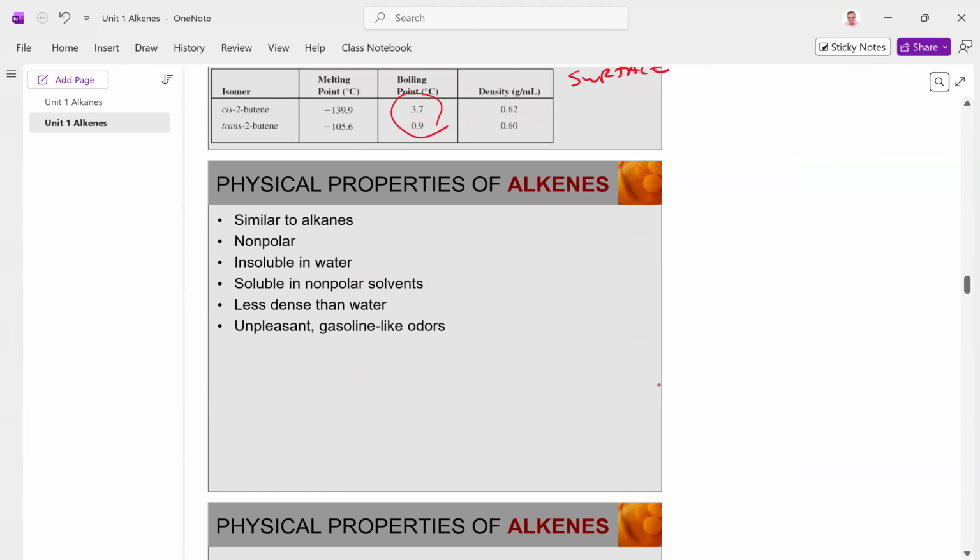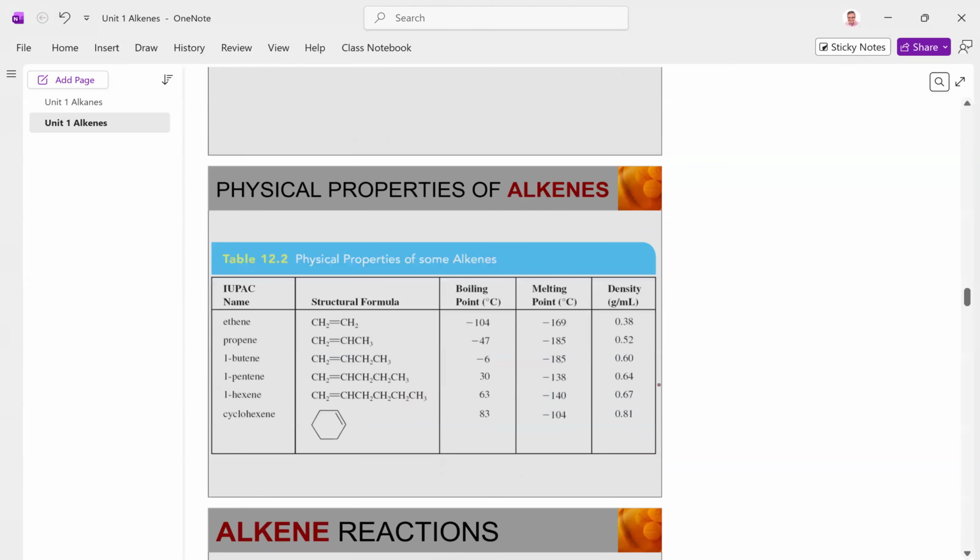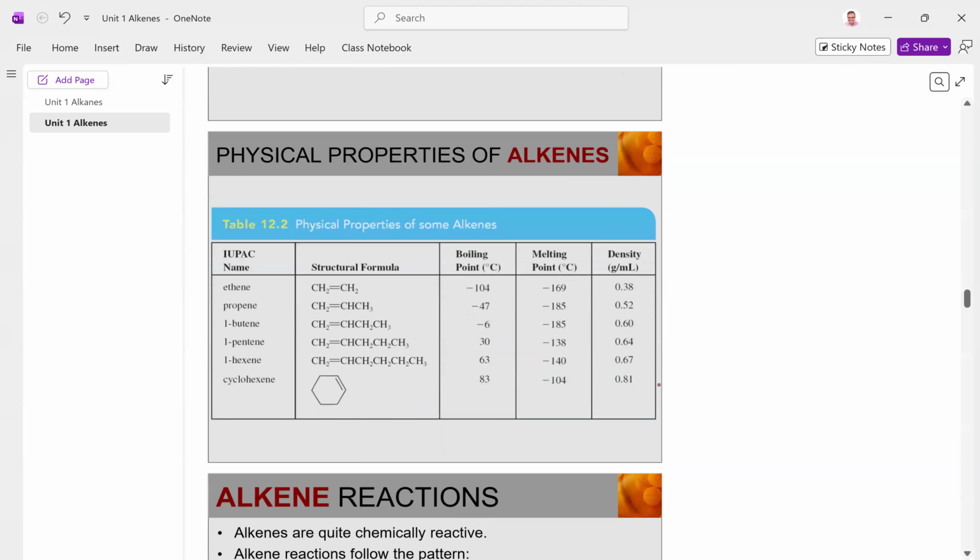Physical properties basically are the same as alkanes. Doesn't conduct electricity, it's flammable, very nonpolar, very similar. And like alkanes, the bigger the alkene, the higher the boiling point, the higher the melting point, and the more surface tension.